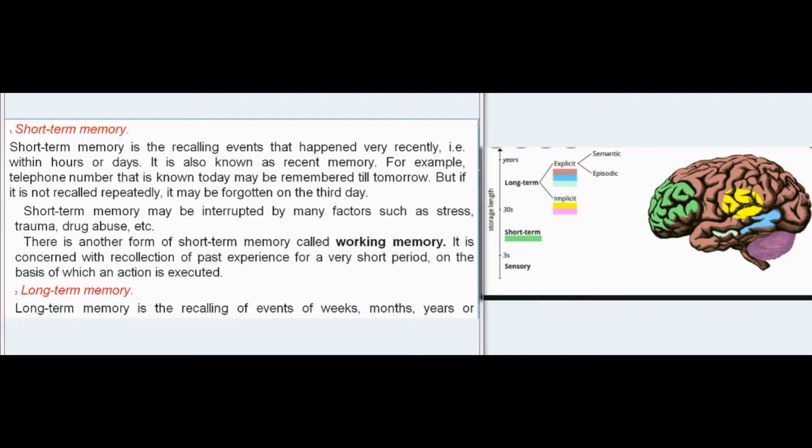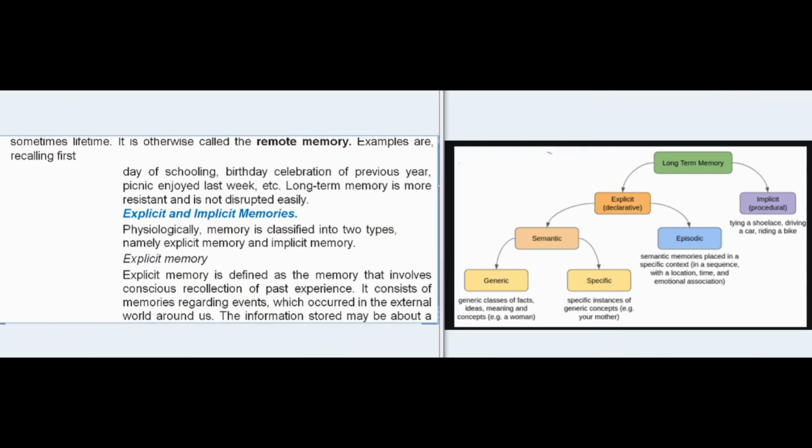For example, a telephone number that is known today may be remembered till tomorrow. But if it is not recalled repeatedly, it may be forgotten on the third day. Short-term memory may be interrupted by many factors such as stress, trauma, drug abuse, etc. There is another form of short-term memory called working memory. It is concerned with recollection of past experience for a very short period, on the basis of which an action is executed.